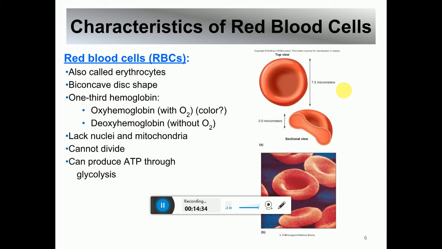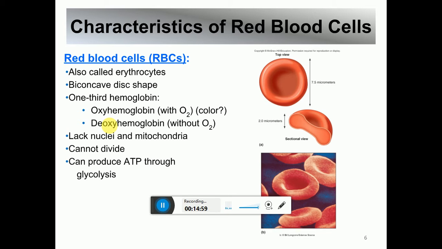In red blood cells, you'll find hemoglobin, and the color of the hemoglobin really depends on the absence or presence of oxygen. If there's oxygen attached to it, that's known as oxyhemoglobin, and that gives the blood a more reddish color. If there's no oxygen, that is known as deoxyhemoglobin, and that gives more of a bluish color to it.